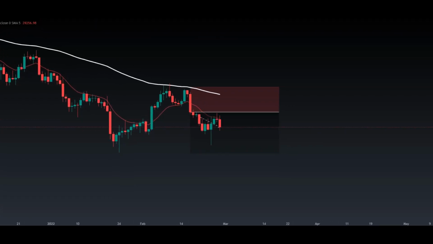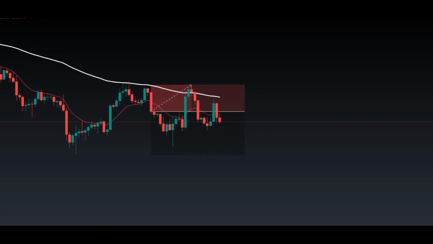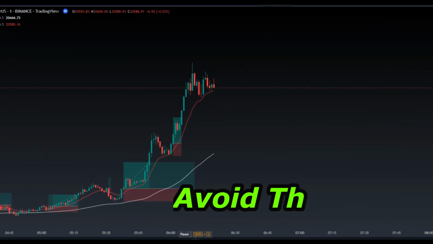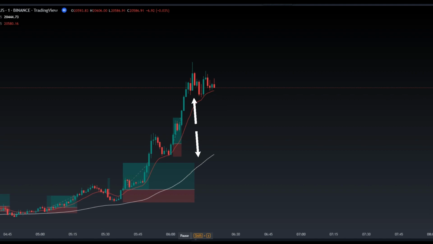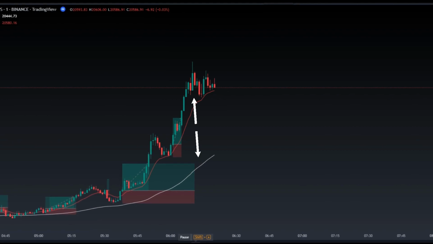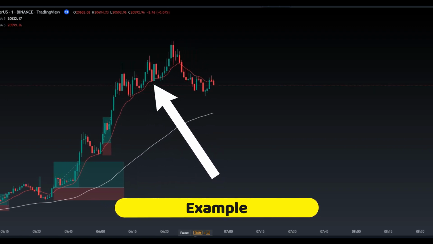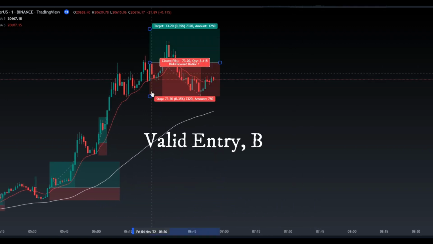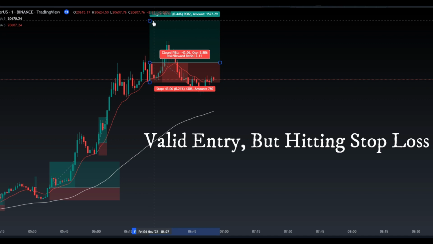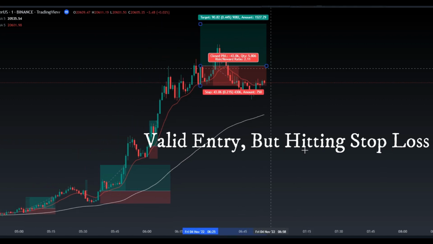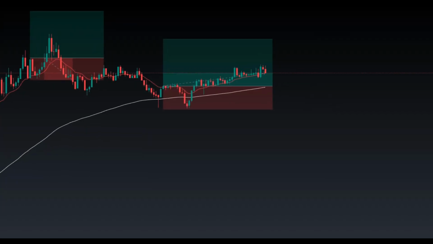Now, how to minimize entering into bad trades? When you see a drastic move away from the trend line EMA, try to avoid entries as there is a high chance of a pullback. This would be the result of entry when the price is far away from the trend line EMA. Now on to the next trade.